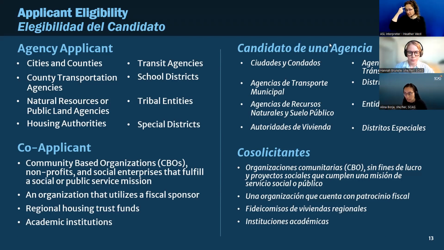Eligible co-applicants include community-based organizations, nonprofits, regional housing trust funds, academic institutions, and social enterprises that fulfill a social or public service mission. It also includes organizations that utilize a fiscal sponsor. And multiple co-applicants can apply alongside an agency.